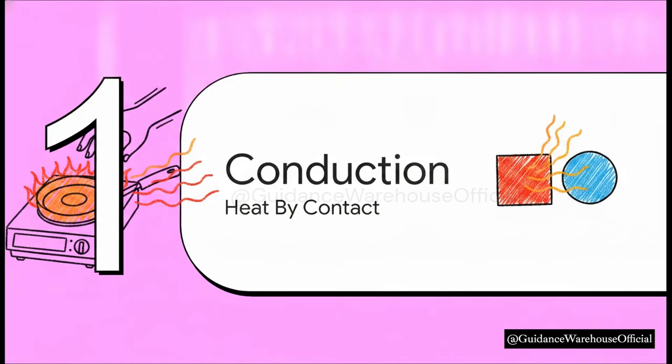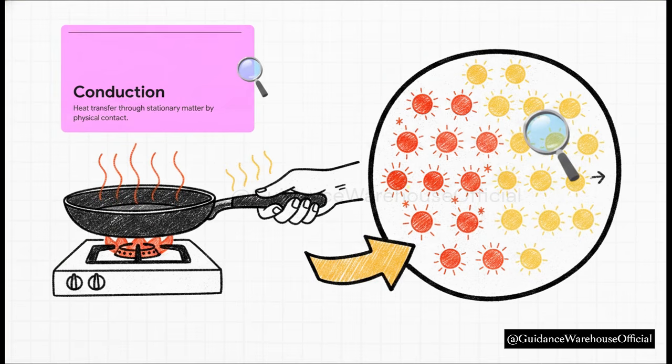Conduction. Heat by contact. We're going to start with the most intuitive way heat moves. Imagine you accidentally touch a hot pan on a stove. Ouch, right? That rapid, painful transfer of heat is called conduction. Now, the technical rule here is that conduction is heat transfer through stationary matter by physical contact.